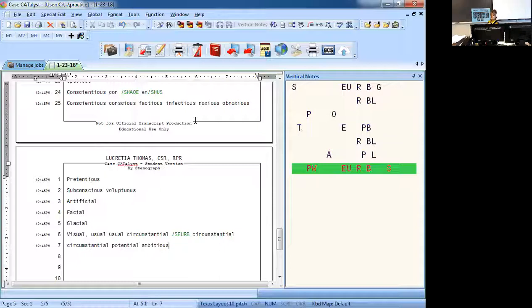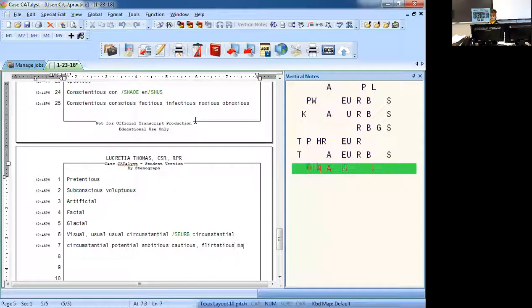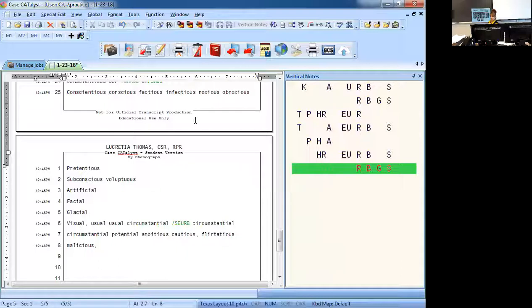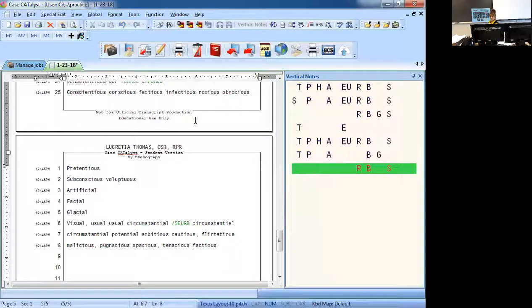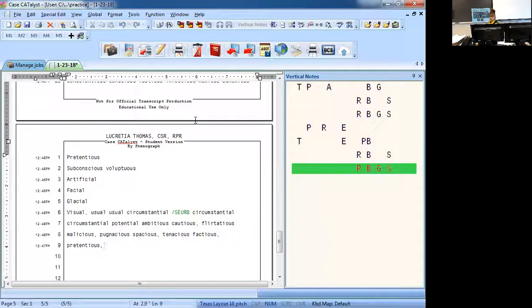Ambitious. So if it ends in an L, you put the L, RBL. If it ends in an S, RBS. Okay? You've got cautious. You've got flirtatious. You've got malicious. You've got pugnacious. You've got spacious. Tenacious, 2 strokes. You've got factious. And you have pretentious. Okay? Subconscious. Stroke them out.